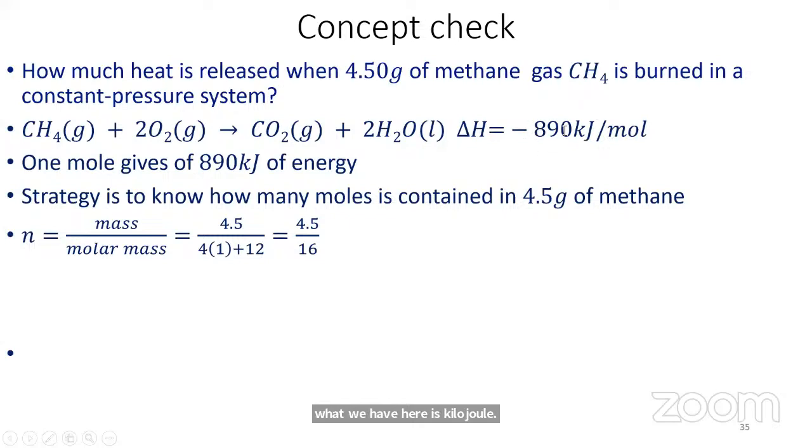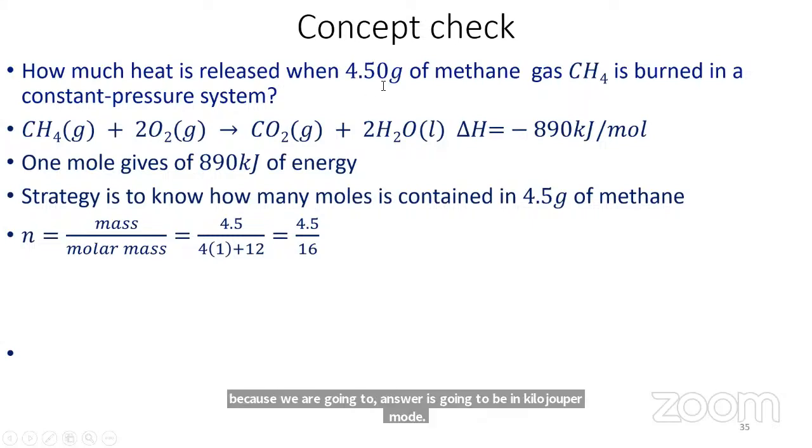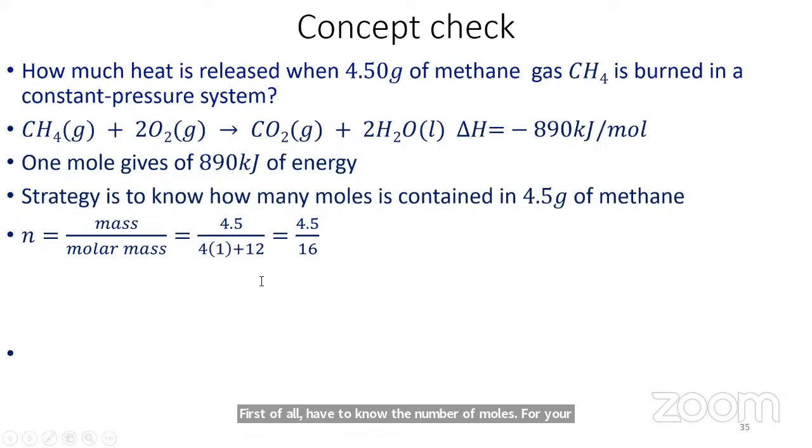So, this is for 1 kilojoule per mole. Because our answer is going to be in kilojoule per mole, we first of all have to know the number of moles for your 4.5 grams of methane. And of course, we know that number of moles is equal to mass over molar mass. So the mass is 4.5 over the molar mass, and that will give us the value.